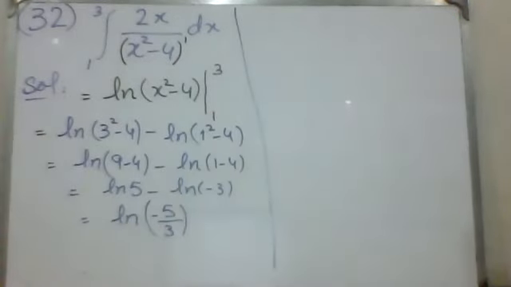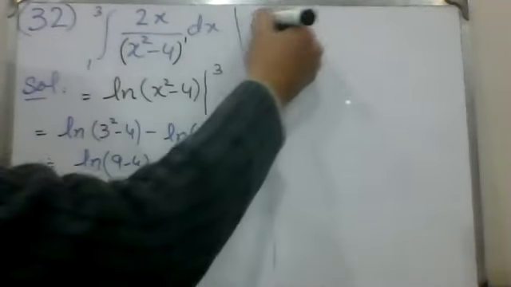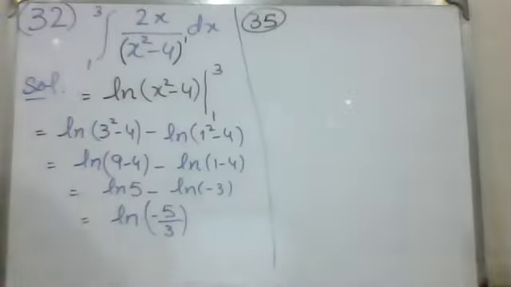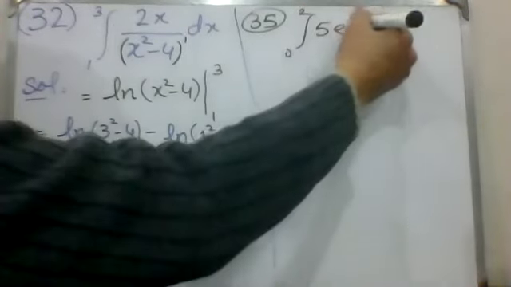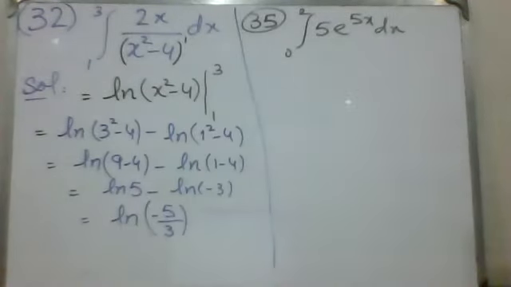So ये आपका आंसर हो जाएगा जब आप इसको सिंप्लीफाई करेंगे. So that is our problem solved. Okay, one more problem that is simple but we have to solve, that is 35. 0 to 2, 5 e power 5x dx. How can we calculate that function? कैसे calculate करेंगे जी? Anyone please?